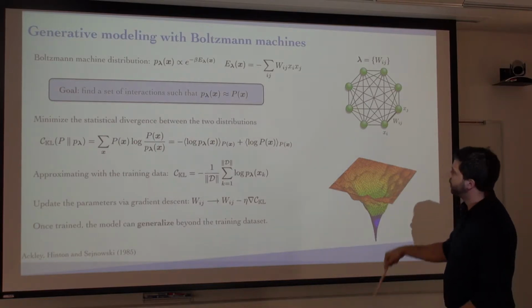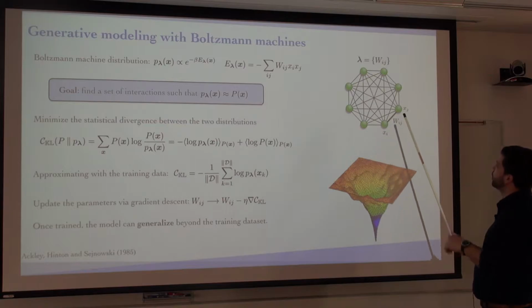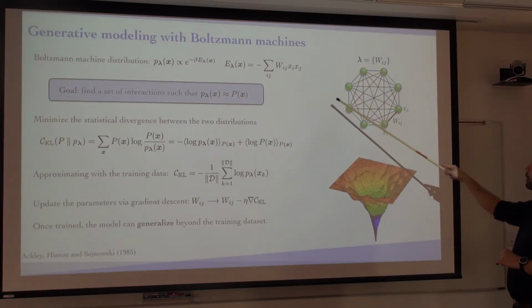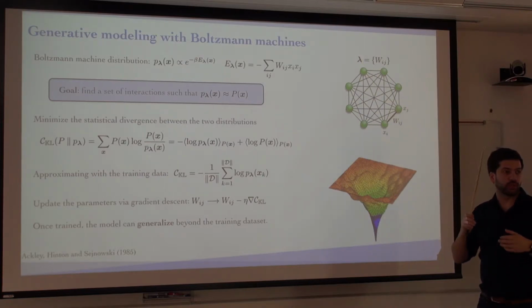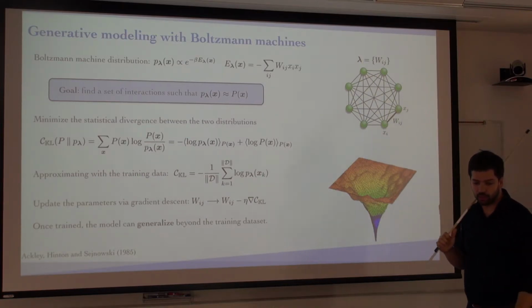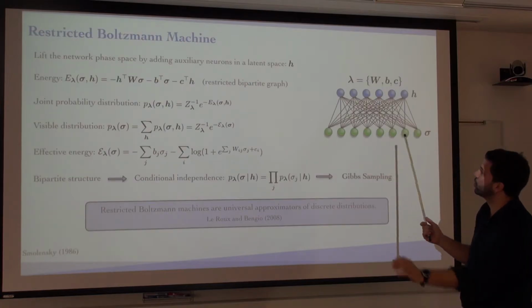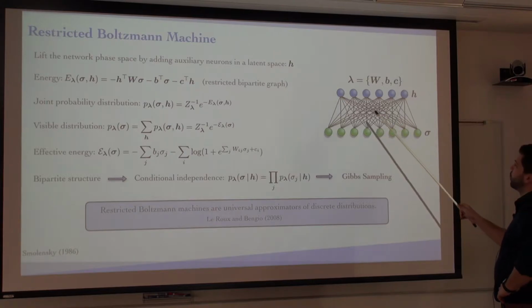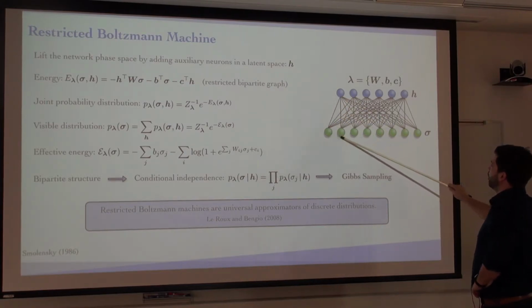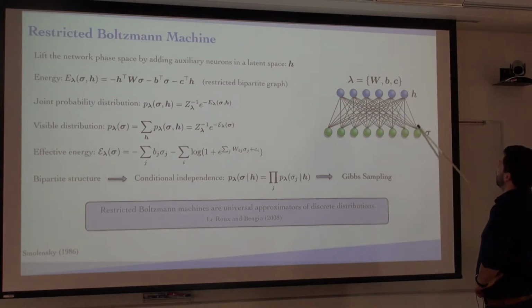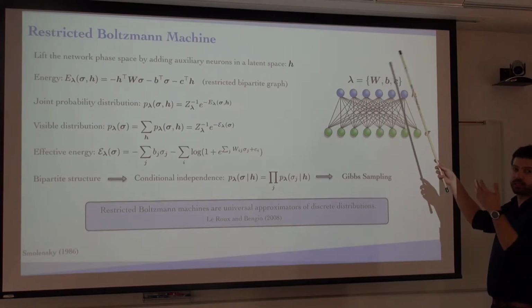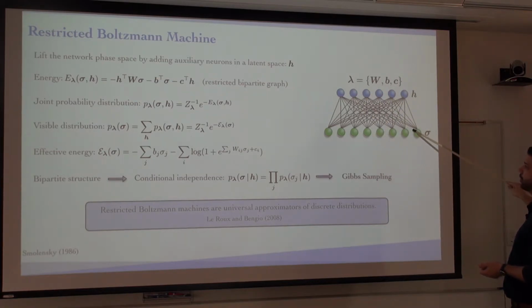So this is not very useful, unfortunately. Actually, it doesn't work. The problem is that with this particular graph connectivity, you can only capture pairwise correlations in your data. So if you want to learn parity, for example, that would not work. But there is a simple modification to this, and it's called a restricted Boltzmann machine. The idea here is that you have two sets of neurons, visible and hidden. This is still your qubits, but you lift the space of the network by adding extra neurons, and you restrict the connections.